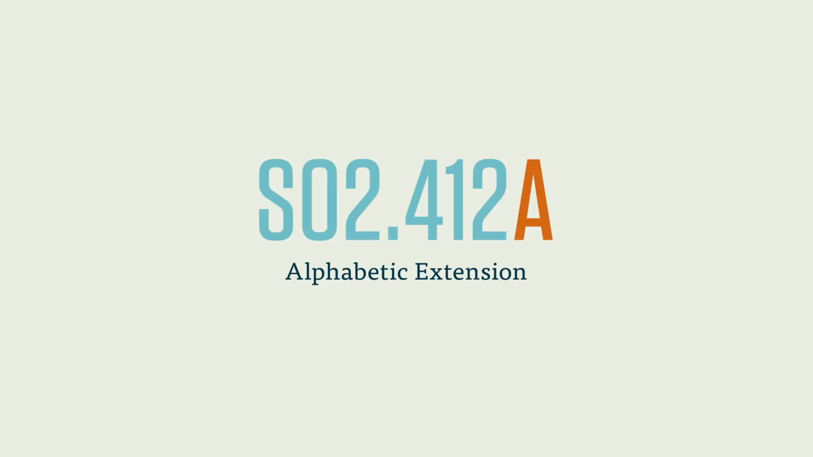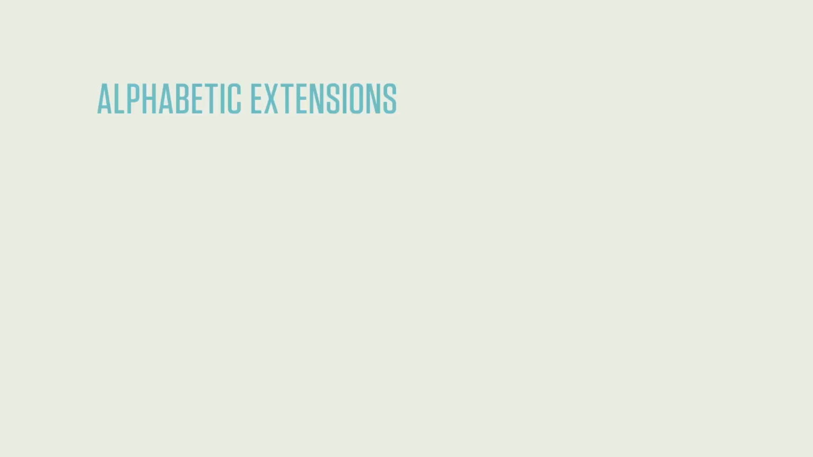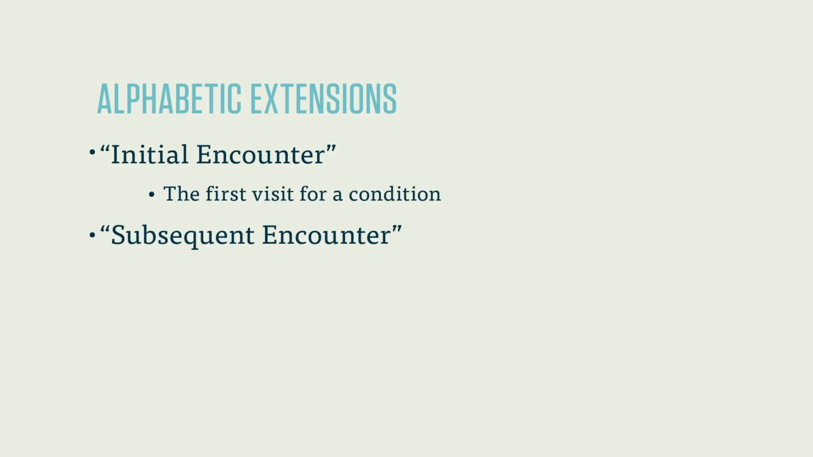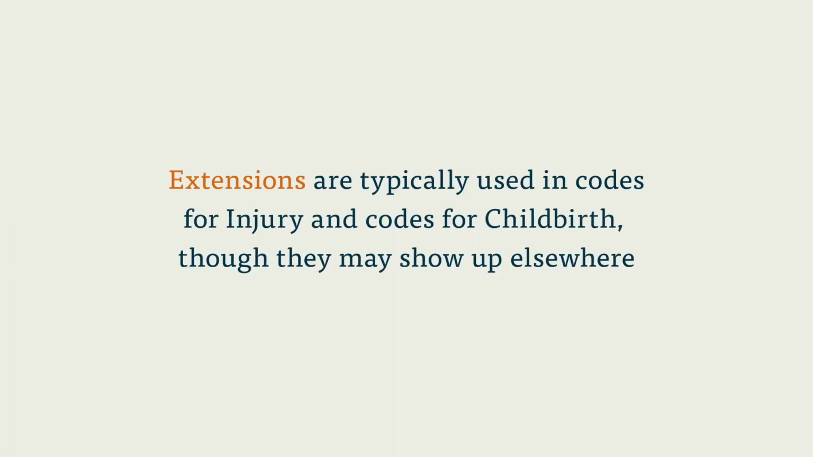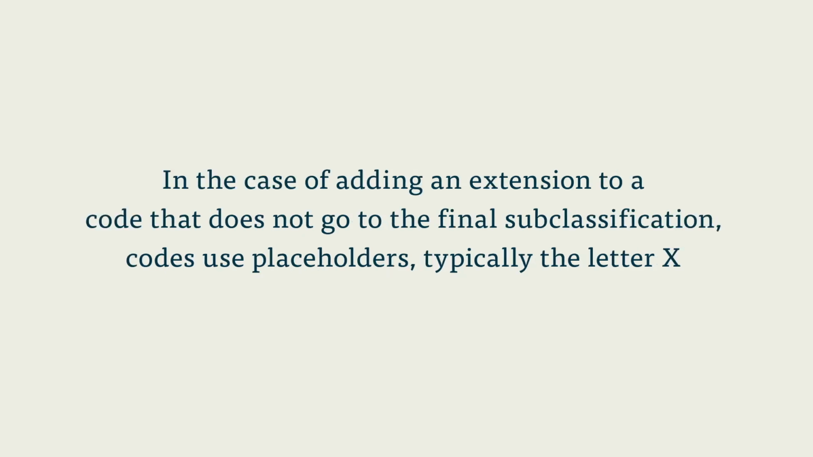ICD-10-CM codes also feature alphabetic extensions. These extensions can only occupy the 7th and final character of an ICD-10-CM code and describe the episode of care for the injury or illness. In other words, extensions show which visit this is for a particular condition. These may be broadly divided into categories of initial encounter, the first visit for a condition, subsequent encounter, a follow-up for the same condition, or sequela, a visit for a condition stemming from a prior condition. Extensions are typically used in codes for injury and codes for childbirth, though they may show up elsewhere. In the case of adding an extension to a code that does not go to the final subclassification, codes use placeholders, typically the letter X.